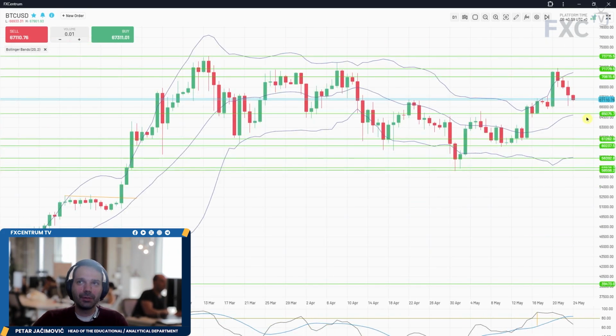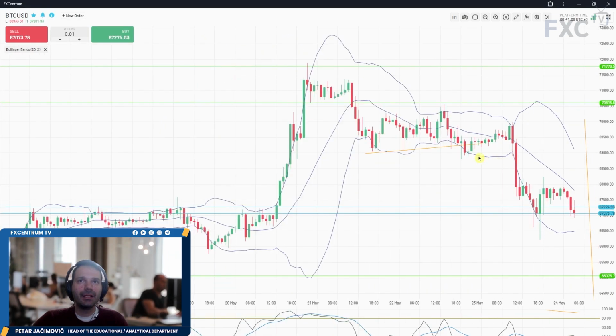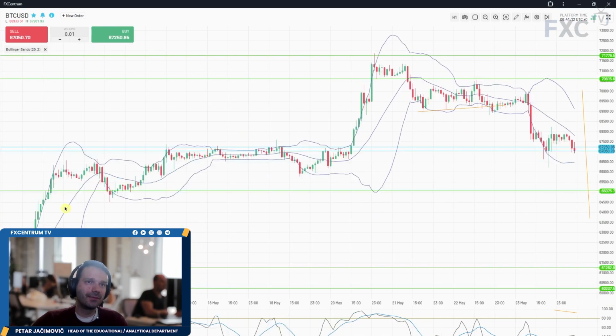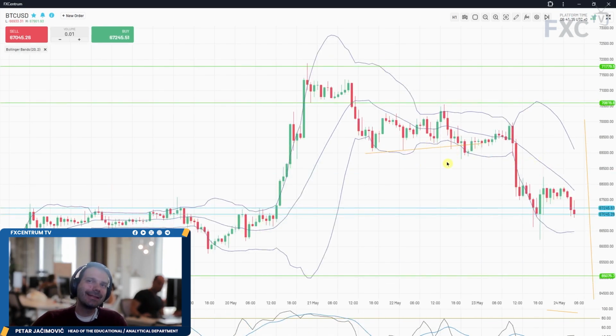On the Bitcoin, this was something that we spoke about yesterday. So market is approaching, and there was a rejection of the upper Bollinger Band and resistance cluster around 72,000. So there was a break and hold, so a shift in the trend environment from bullish to bearish.